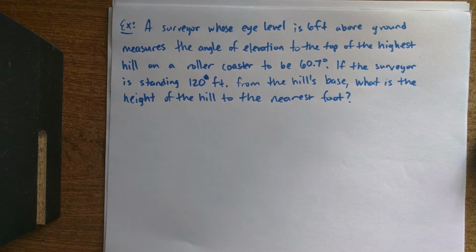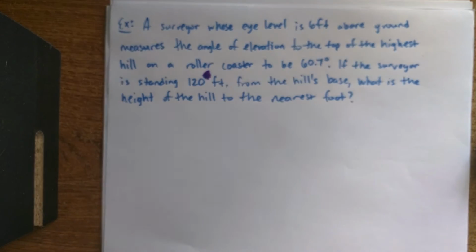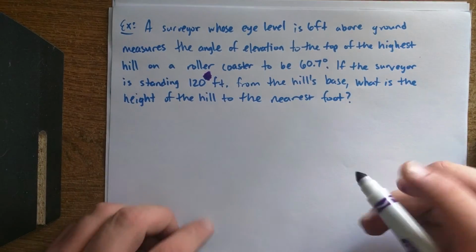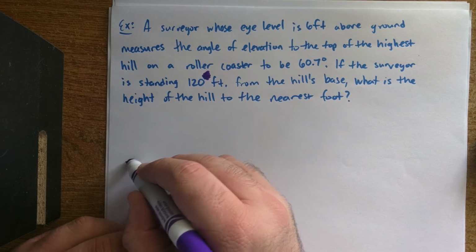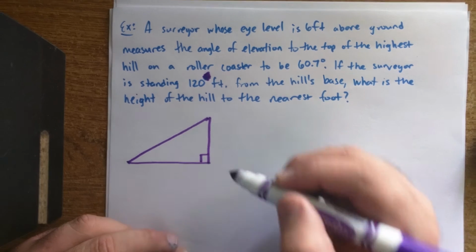Alright, so an example. A surveyor whose eye level is 6 feet above ground measures the angle of elevation to the top of the highest hill on a roller coaster to be 60.70 degrees. If the surveyor is standing 120 feet from the hill's base, what is the height of the hill to the nearest foot? This is nothing right here, by the way. Ignore that. So we have a trigonometry word problem here. We can tell because there's degrees, and what we're going to do is draw a picture first. And there's going to be a right angle right here.